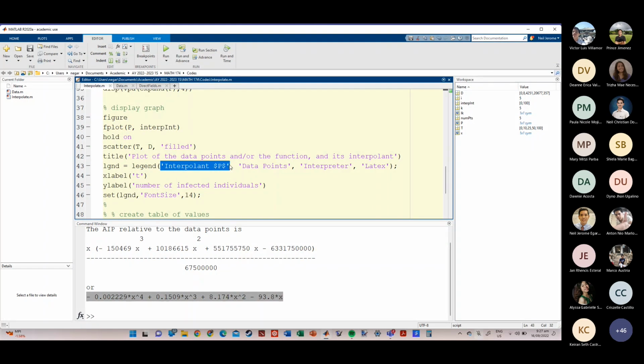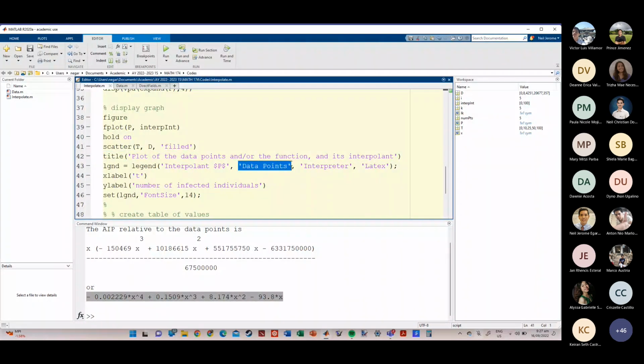Right? Para alam ko na yung kulay orange yon, kulay orange ba? Hindi. Yung kulay blue, unang color kasing ginagamit ni MATLAB by blue. So, by default. So, yung kulay blue gagawin niyang interpolant. So, kasi yun yung una kong pinaplot. So, una sa legend, interpolant P. Tapos pangalawa kong pinagraph ay yung mga data points.